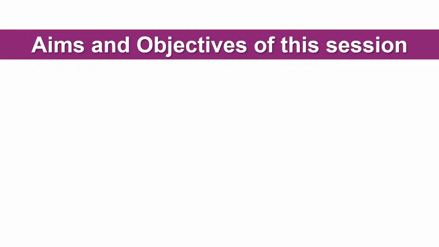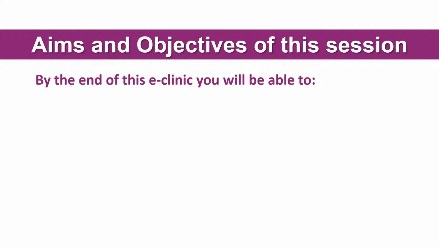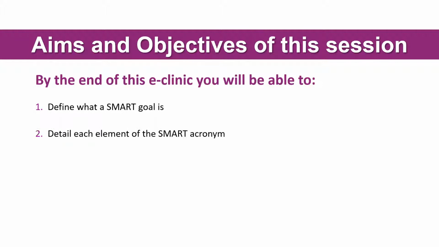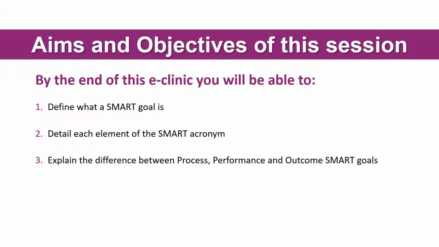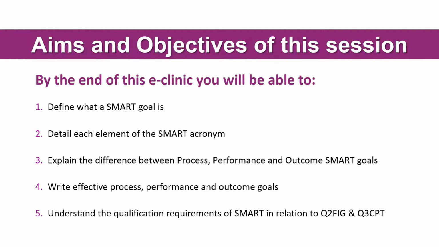Okay, so the aims and objectives of this session. By the end of this eClinic, you will be able to define what a SMART goal is, detail each element of the SMART acronym, explain the difference between process, performance and outcome SMART goals, write effective process, performance and outcome goals, and also understand the qualification requirements of SMART in relation to the Level 2 Gym and Level 3 Personal Training qualifications.